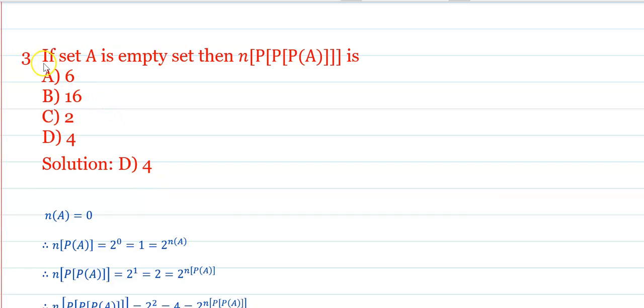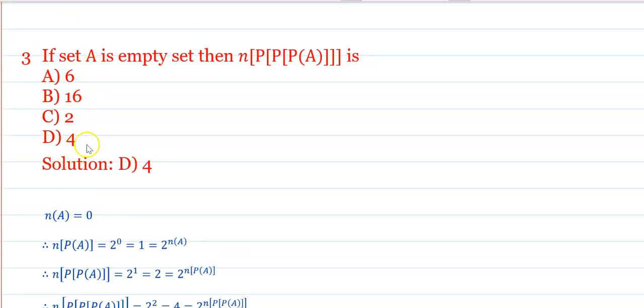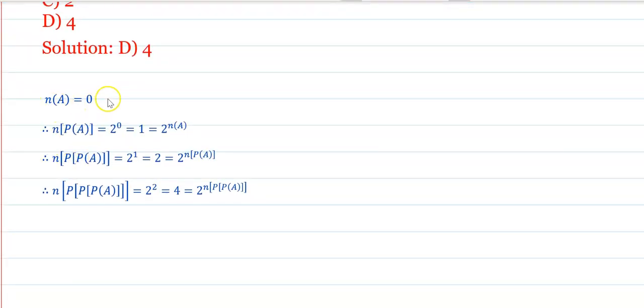Now the third one: if set A is an empty set, then n of the power set of the power set of the power set of A is, then what is that? Now see here, first of all, A is an empty set, therefore n(A) is 0. This is the first one. Okay, now what about the power set? n(P(A)) is equal to 2 raised to the number of elements in A, that is 0.